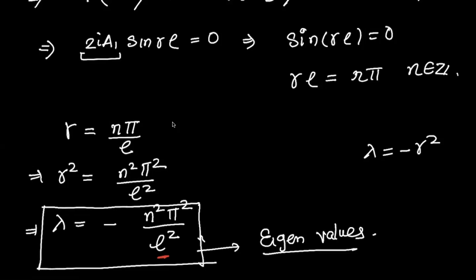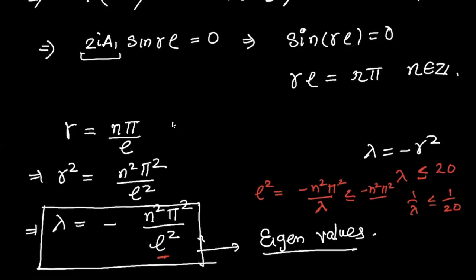If you know the largest value of gamma, which is the largest eigenvalue, you can find L. So L is going to be minus n squared pi squared divided by lambda. If the largest eigenvalue is less than or equal to, let's suppose, 20, it means 1 over lambda is less than or equal to 1 over 20. If you plug that in, you get minus n squared pi squared over 20. So the length of the string is less than that number, depending on how many harmonics you add.